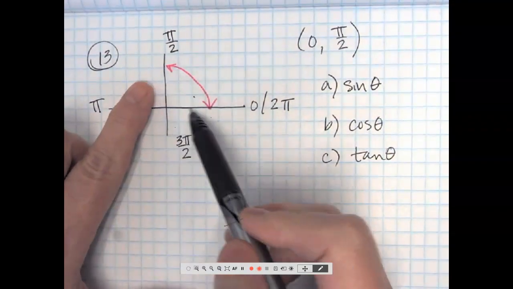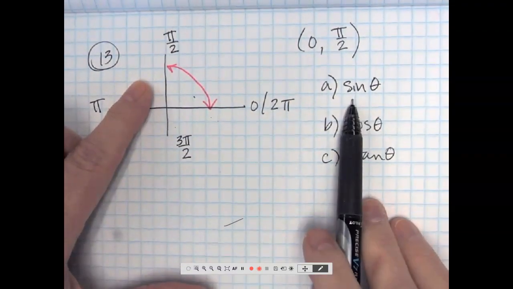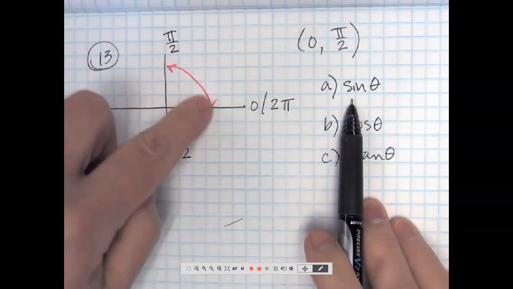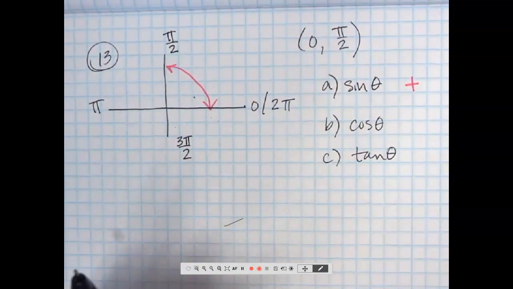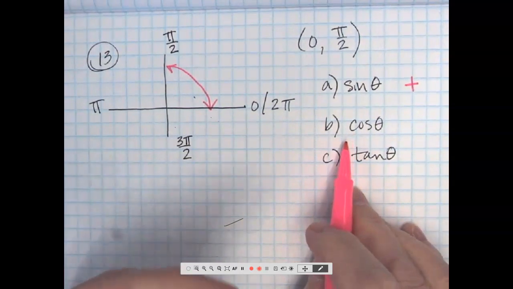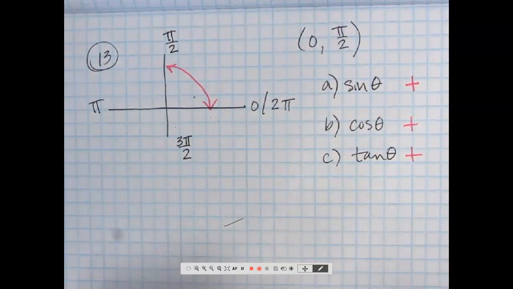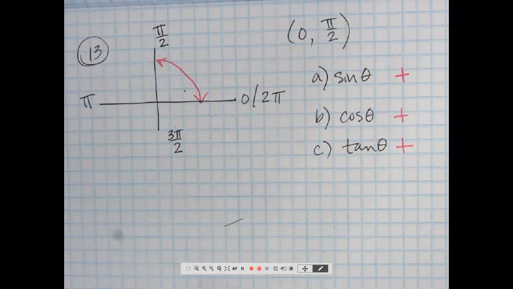Okay, something in this quadrant, we've got our little cheat up there, all sine, tangent, cosine. What is the sign of sine in this quadrant? Positive. What is the sign of cosine? Positive. And what about tangent? Positive, because everything is positive. If you're not writing this down, then you are missing out on a free homework problem here. Alright, so that's what it's asking us.